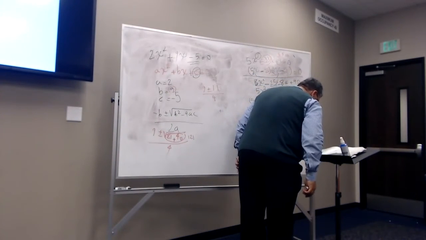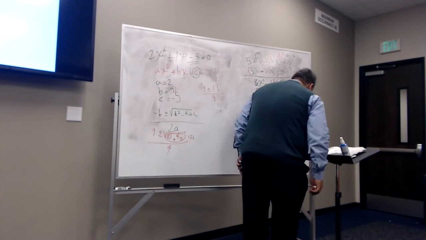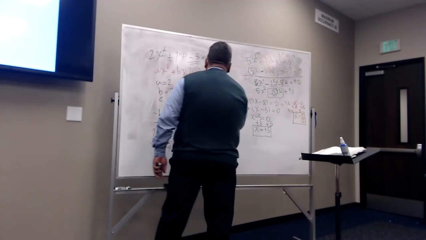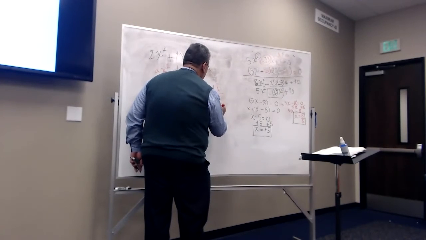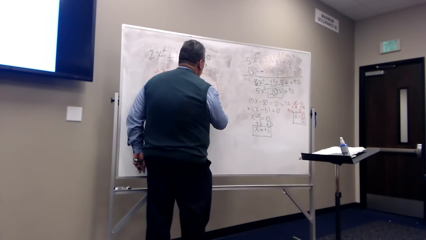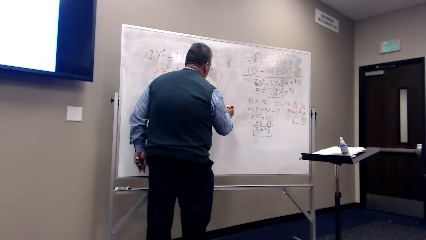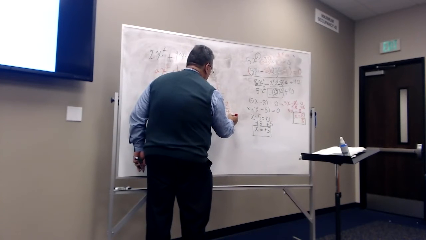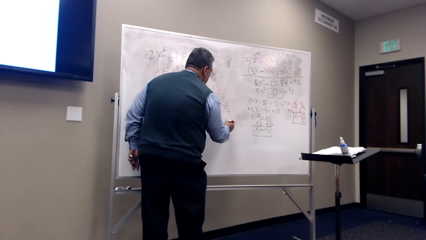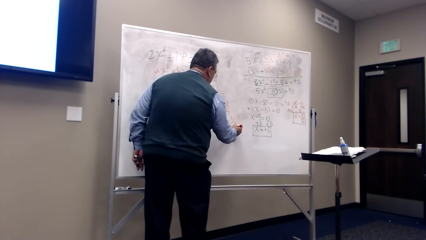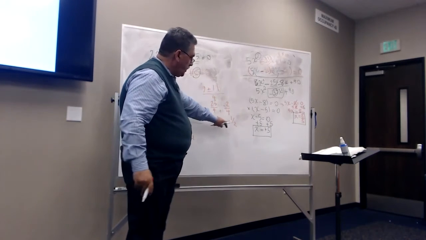If you add them, 9 plus 11 is 20, divided by 4. 9 minus 11 is −2, divided by 4. This is 5, and this is −1/2. These are the true answers.